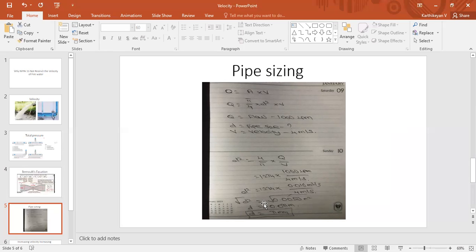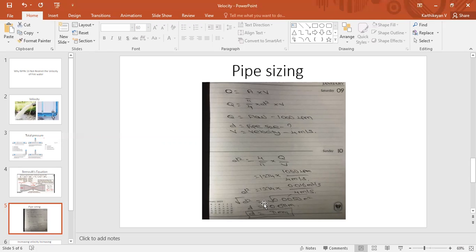So instead of 3 inch, if we put 6 inch, what will happen? Putting 6 inch will decrease the velocity. Decreasing velocity, we cannot get the proper outlet pressure at the discharge outlets.